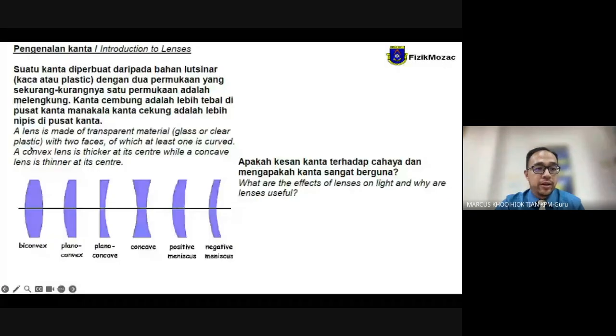So this is the convex lens, and this is the concave lens. Everything else is just a plus, but we're not so interested in those for this class. We're more interested in the two main lenses, the convex lens and the concave lens. So first, the question is: what are the effects of lenses on light, and why are lenses useful?